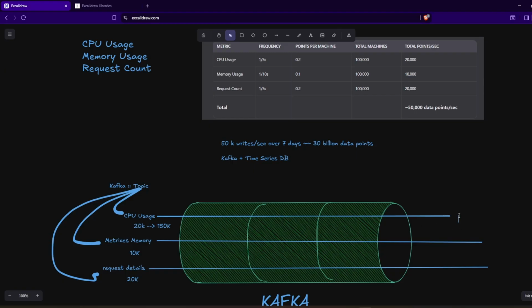Like only for this one there is a 7x surge happening. Now just imagine if all of them, instead of separate topics, were going through a single pipeline. So memory and the request metrics, in this case they are not getting affected, but had it been a single one it would definitely have been affected, right? So consumers will also get into problems if we do not have separate topics.